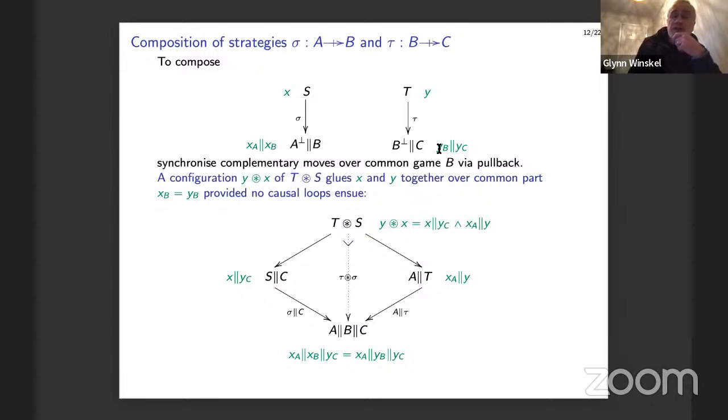But of course, when we do this synchronization operation, we've got these synchronization events where opponent events of sigma have been instantiated by player events of tau and vice versa. So we end up, by doing this pullback, with a play over this common subgame B, but we can still see the plays that are going on over it of the two strategies. And we'd like to hide that.